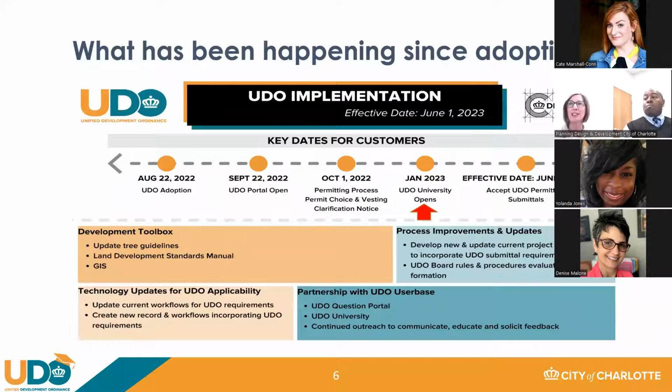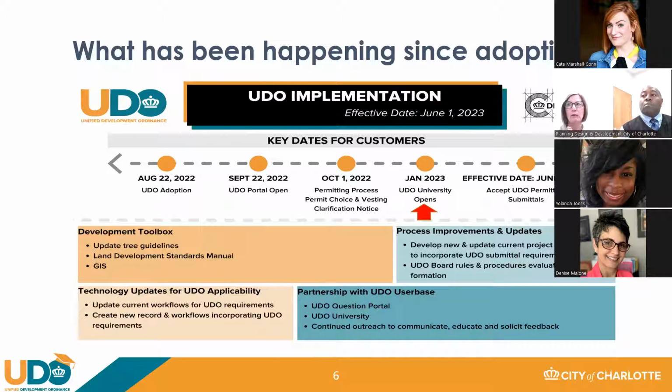So what's been happening since this UDO has been adopted? The adoption actually came in August of last year, 2022. In September, we opened up a portal to start accepting and hopefully answering questions about the UDO in a general sense, as opposed to specific on-site questions. We did clarify some questions about permit choice and vesting, and we're going to be going over that in a couple minutes. You can see now, January of 2023, UDO University opens. And the effective date, this is important, is June 1st of 2023.